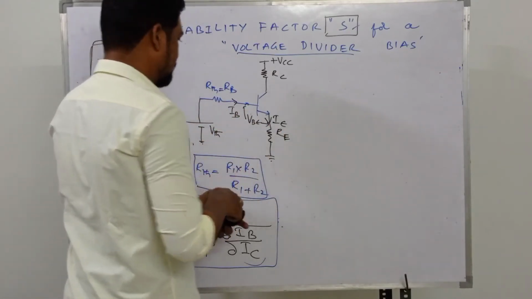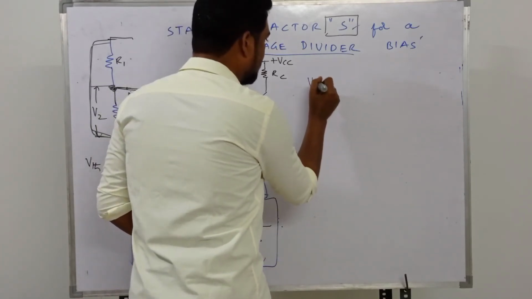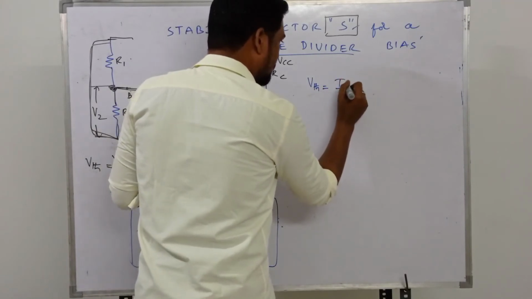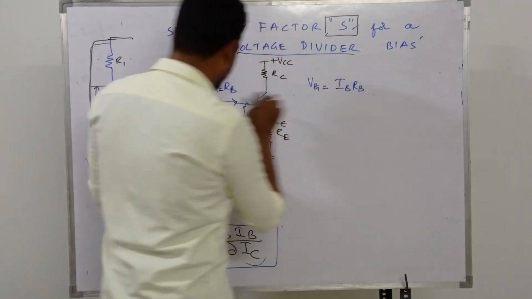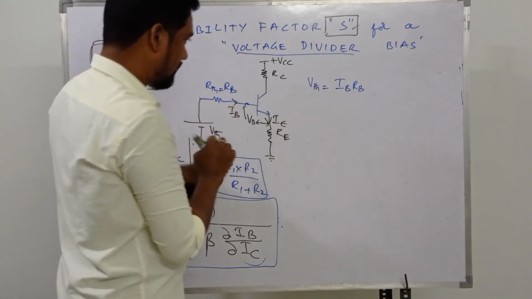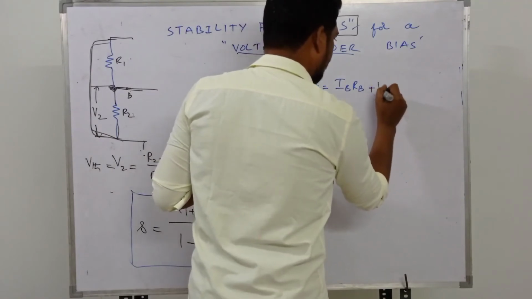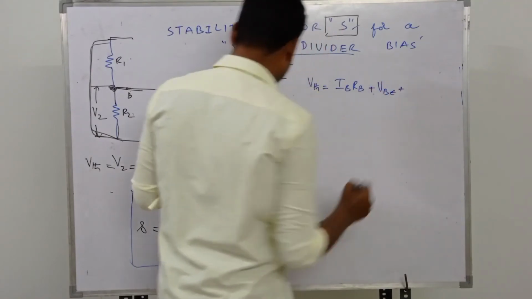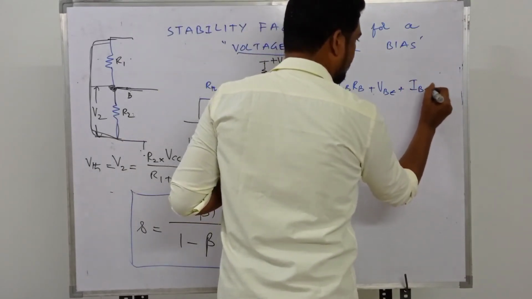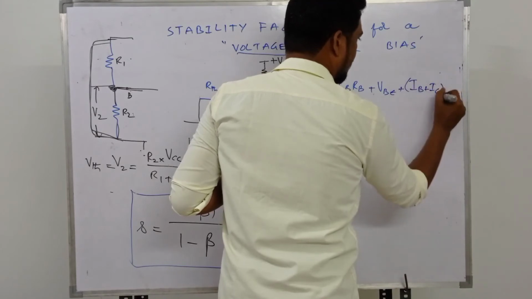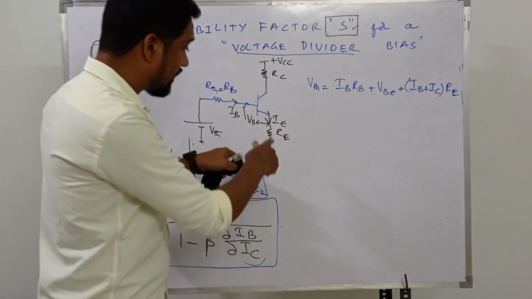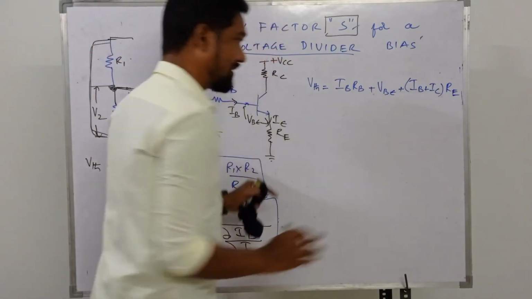How to write that one? VTH is equal to IB and RB. RB is RTH once again. RTH is the parallel combination of R1 and R2 with respect to the base. Okay, plus VBE plus, how to write this drop? It's IB plus IC into RE. Hold on, I just plugged in the value of IE is equal to IB plus IC. That's it.